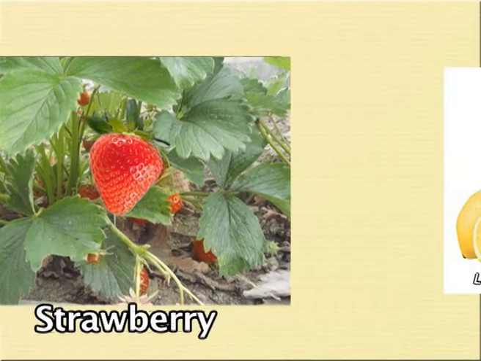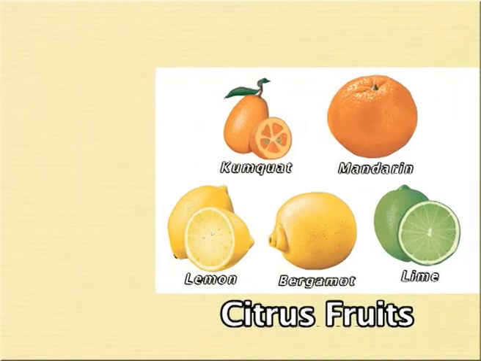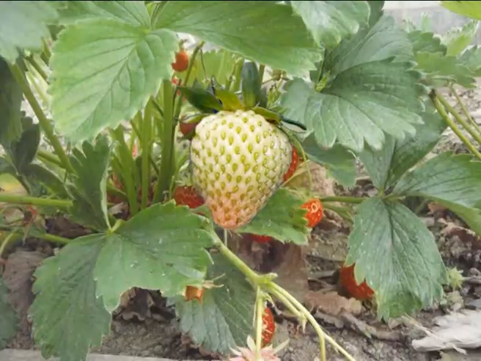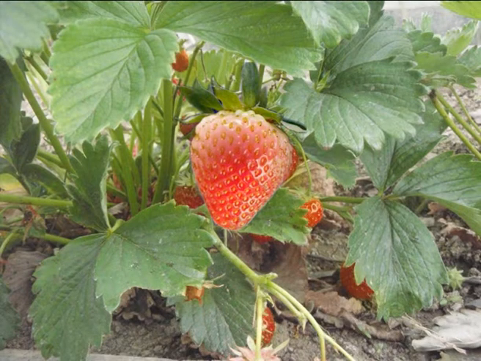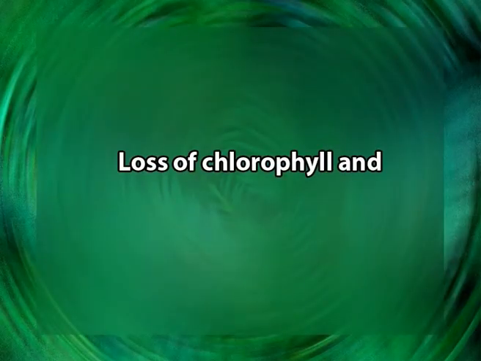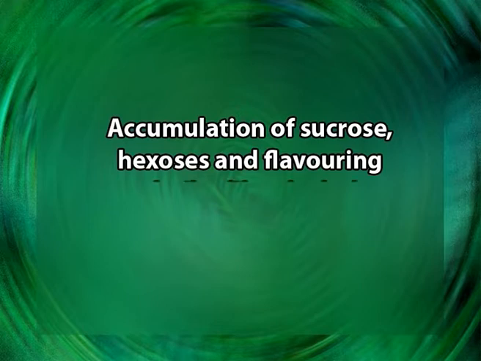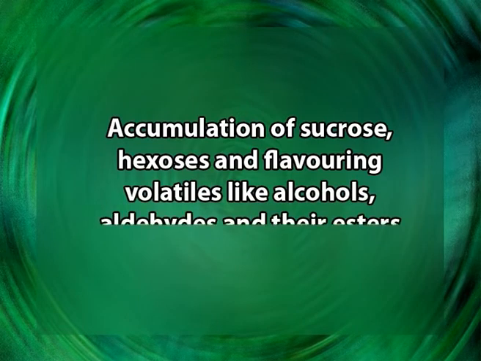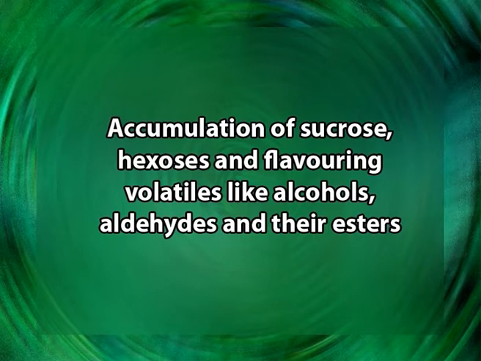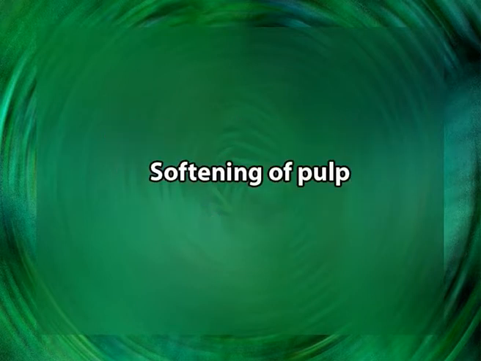Although some information is available for some fruits such as strawberry, citrus, and grapes. The ripening of strawberry involves many of the same changes that are seen in the ripening of climacteric fruits, that is, loss of chlorophyll and anthocyanins, accumulation of sucrose, hexoses, and flavoring volatiles like alcohols, aldehydes, and their esters, and softening of pulp as well.